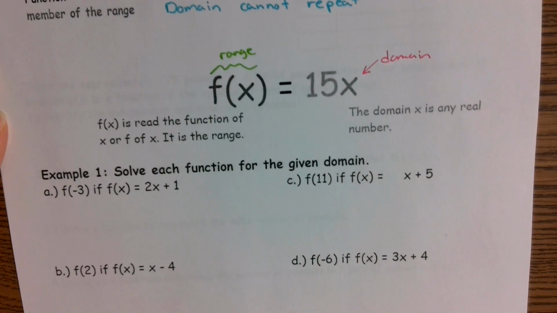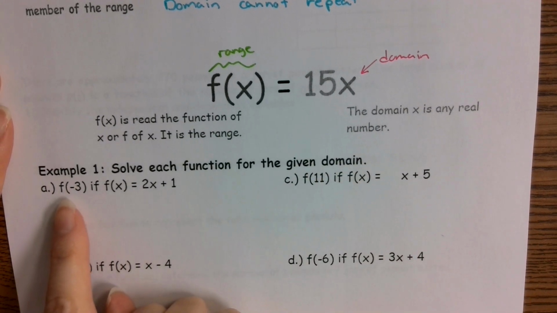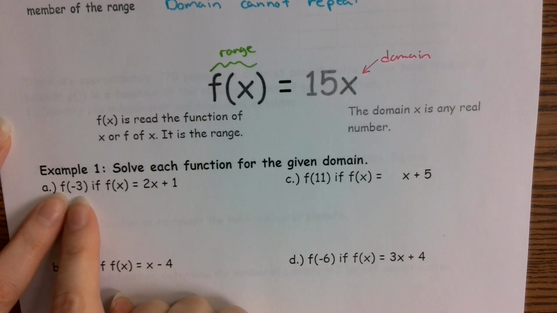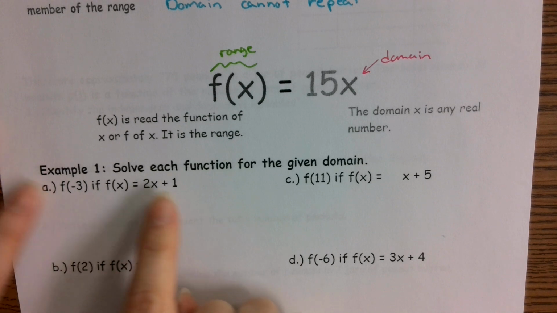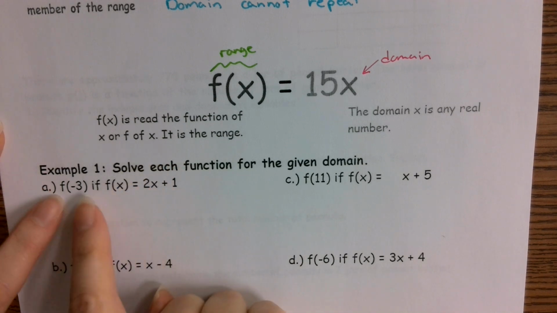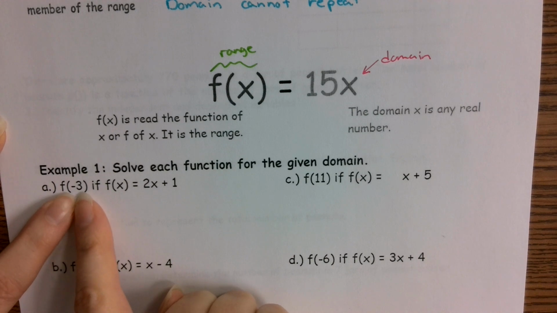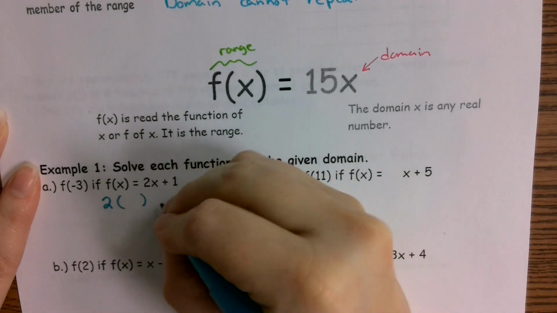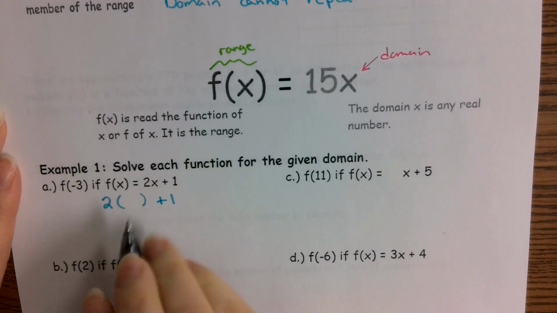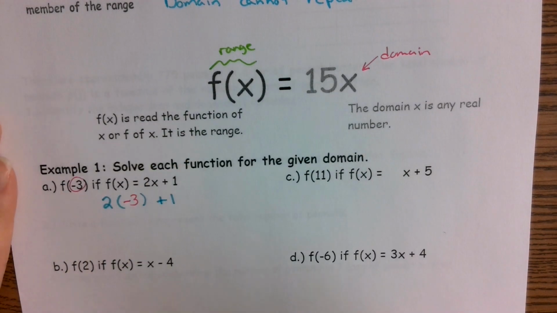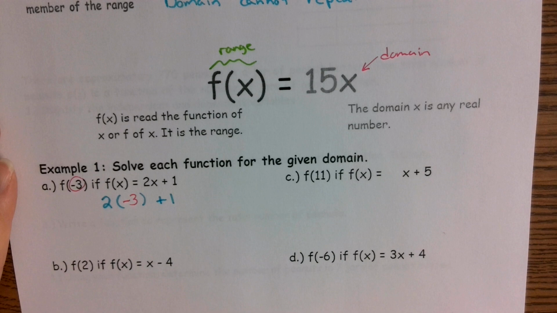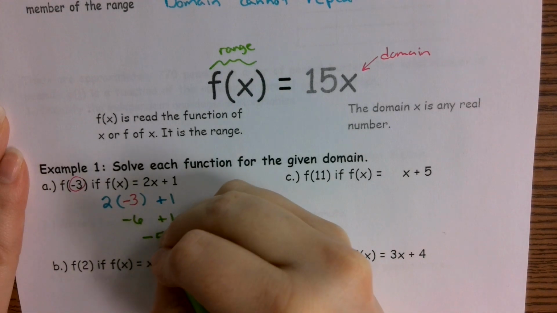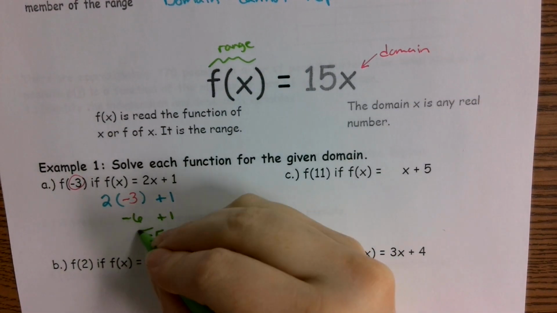So we want to solve each function for the given domain. So if I've got f of negative 3, the function of negative 3, if f of x is equal to 2x plus 1, what we want to do is substitute in, instead of having an x, we're going to replace it with a negative 3. So our problem is 2 times x plus 1, but we're going to replace the x with the negative 3. So what's 2 times negative 3? Negative 6. And then what is negative 6 plus 1? Negative 5. Okay, so our value here would be negative 5.